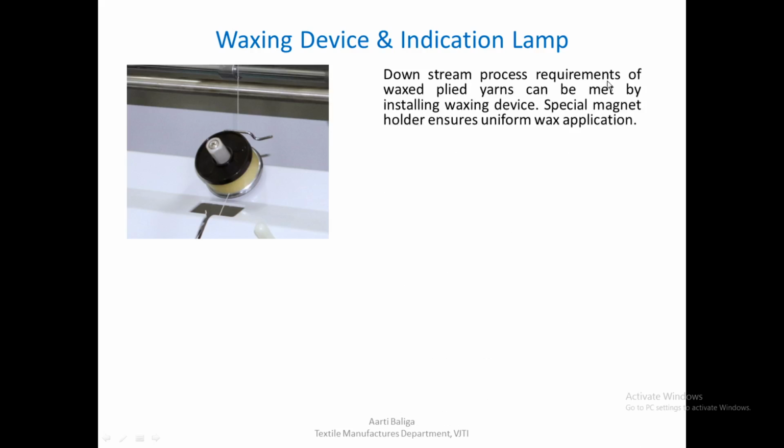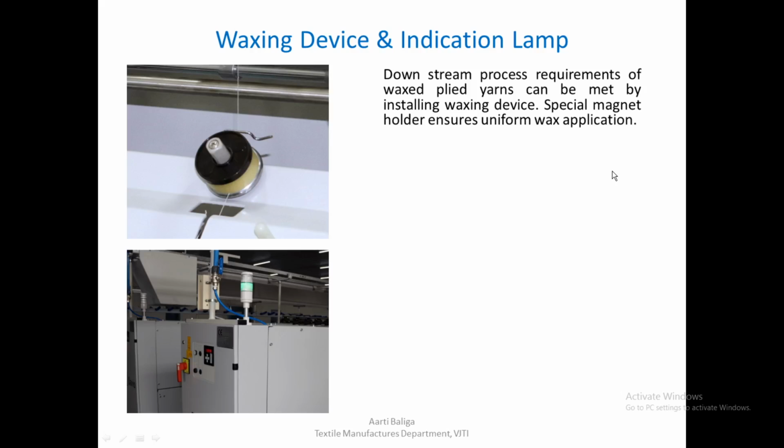Downstream process requirement of waxed plied yarns can be met by installing a waxing device. If the downstream process like knitting requires waxing of the yarn, then we can have a waxing device that is shown here. A special magnet holder ensures uniform wax application.